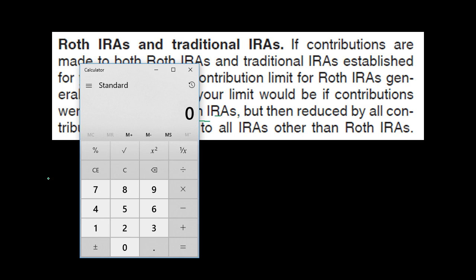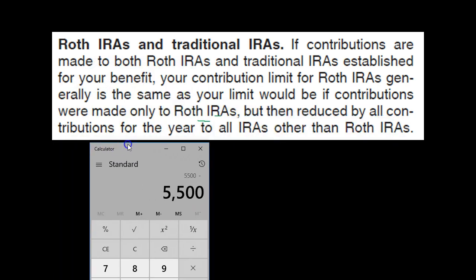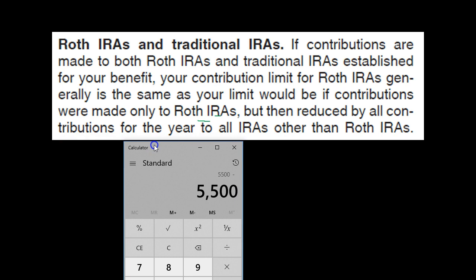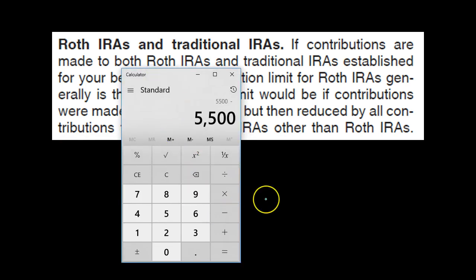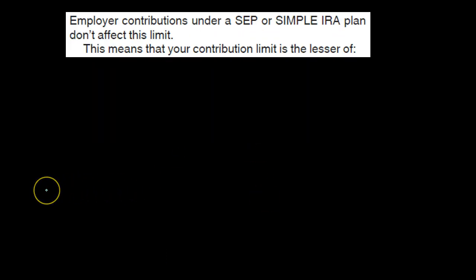And they're saying here, what's the contribution limit if we have money in another IRA? In essence, they're saying it would be the 5,500 reduced by all contributions for the year to all IRAs other than the Roth IRA. So if we put in 3,000 into a traditional IRA, minus the 3,000, then you'd get the 2,500. So in essence, between the two of them, you'd have 5,500 between the Roth IRA and the traditional IRA in that case.